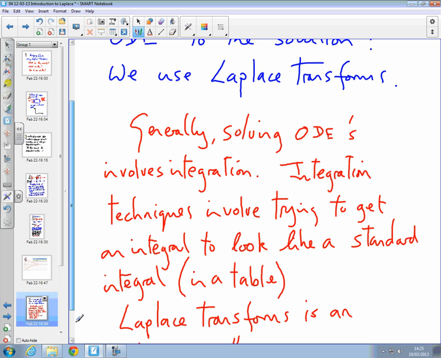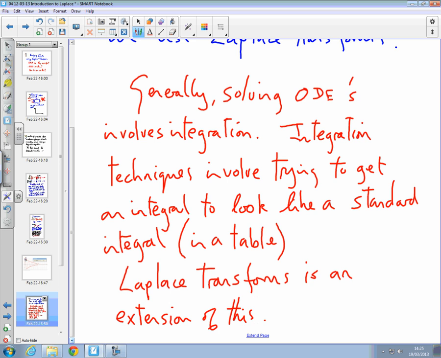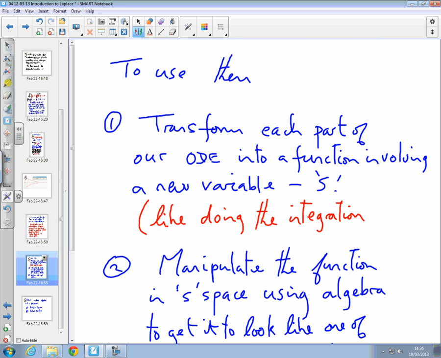All the techniques we looked at last year were about getting an integral to look like one of these standard integrals in a table, and then we could do it. Okay? This is not so dissimilar to that. What we do is we use Laplace transforms, which is an extension of this. We transform each part of our ordinary differential equation into a function involving a new variable called s. Like playing around with the integration to get it to look like a standard integral. Like setting up the original integral.